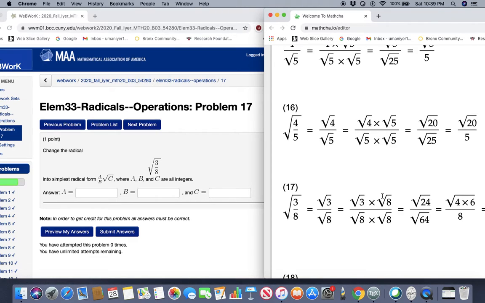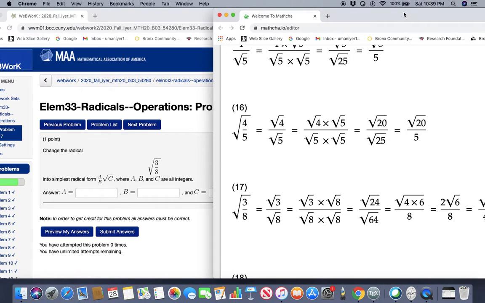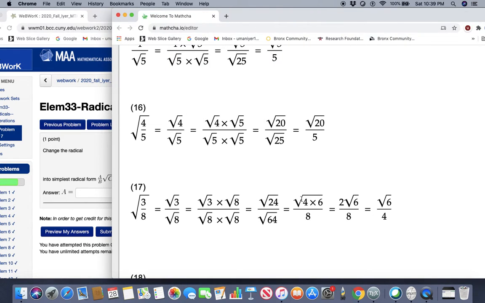Square root 3 times square root 8 is square root 24 because 3 times 8 is 24. Square root 8 times square root 8 is square root 64. 8 times 8 is 64. Notice, numerator is square root 24, which is 4 times 6. Denominator is square root 64, which is simply 8. Numerator, square root 4 is a 2. Square root 6 cannot be simplified anymore.